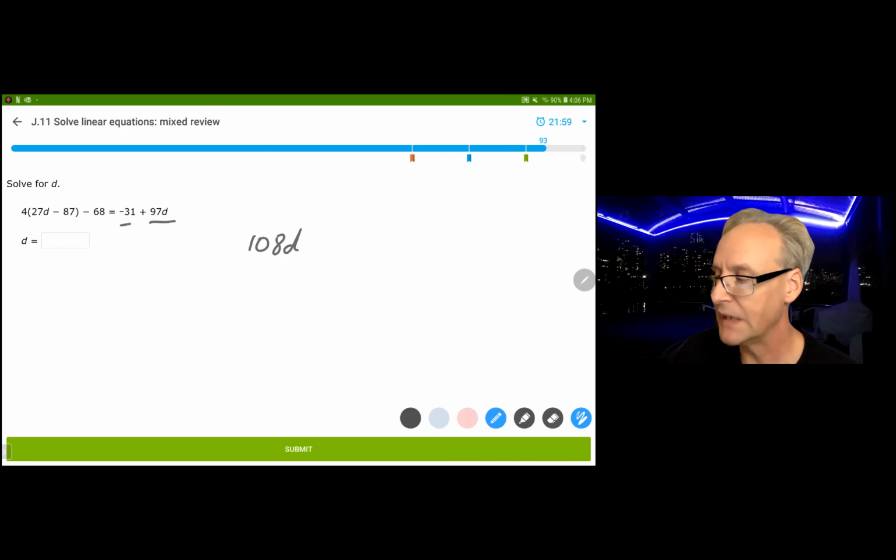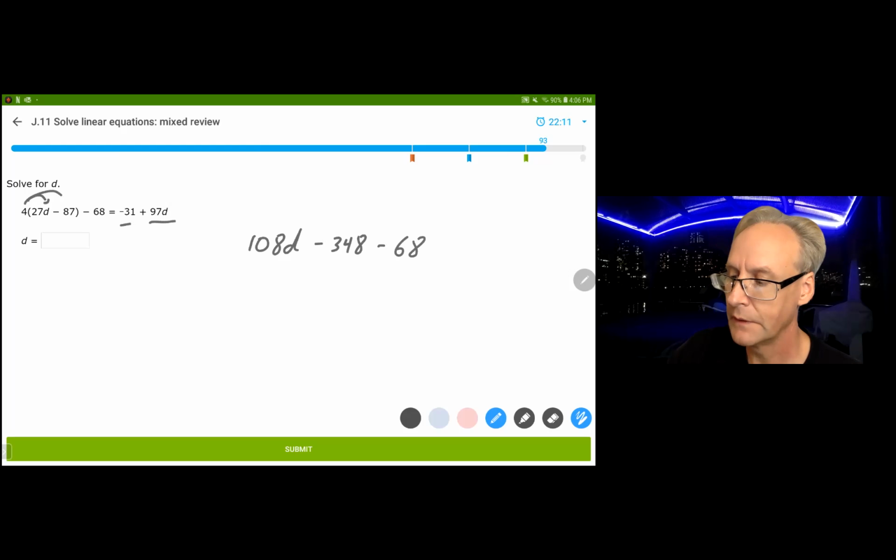108d minus 87 times 4 is 348, I believe. And minus the 68. All I did was distribute the 4. If you can't multiply in your head, it's okay. It's good practice though. That's equal to -31 plus 97d.